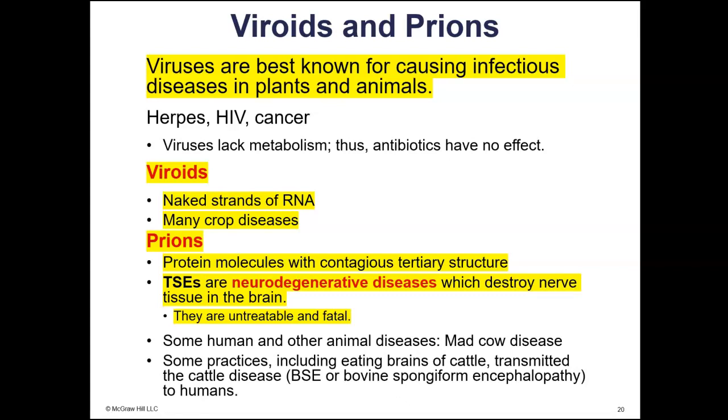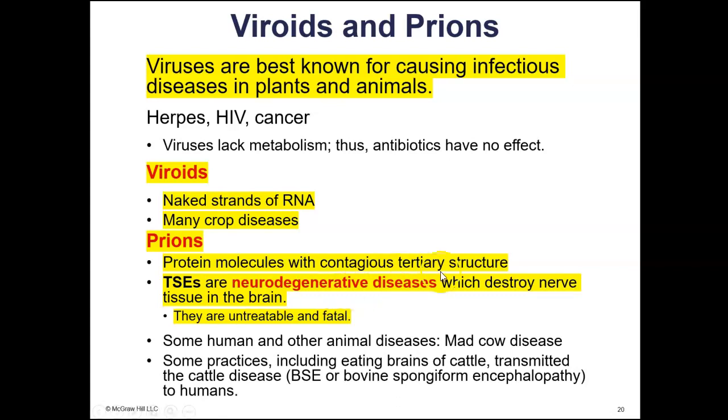Viroids and prions are other substances that can cause disease. They are not viruses, and they're also not cellular. Look at the very top. Viruses are best known for causing infectious diseases in plants and animals. Viroids are naked strands of RNA that are responsible for many crop diseases. And prions are protein molecules that have misfolded.